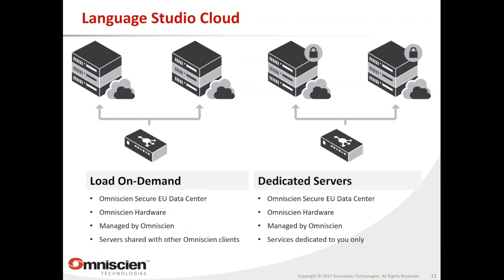So if you're just doing simple batch-based translation of a document now and then it's very simple. You use load on demand, and you share servers with our other Omniscient customers. Engines are loaded. They take a minute or 2 to load, and then you're off processing very quickly. We manage everything. It's our hardware, our environment. You simply get to leverage it and take the advantage of that.